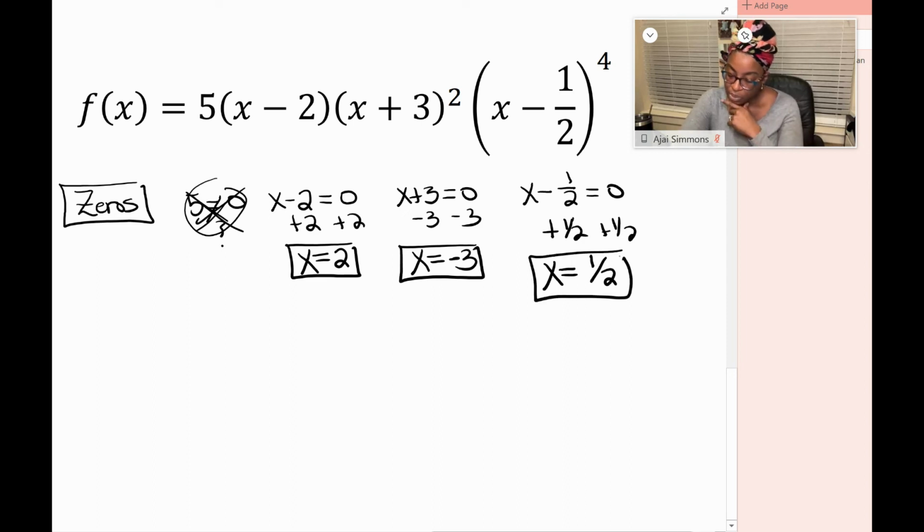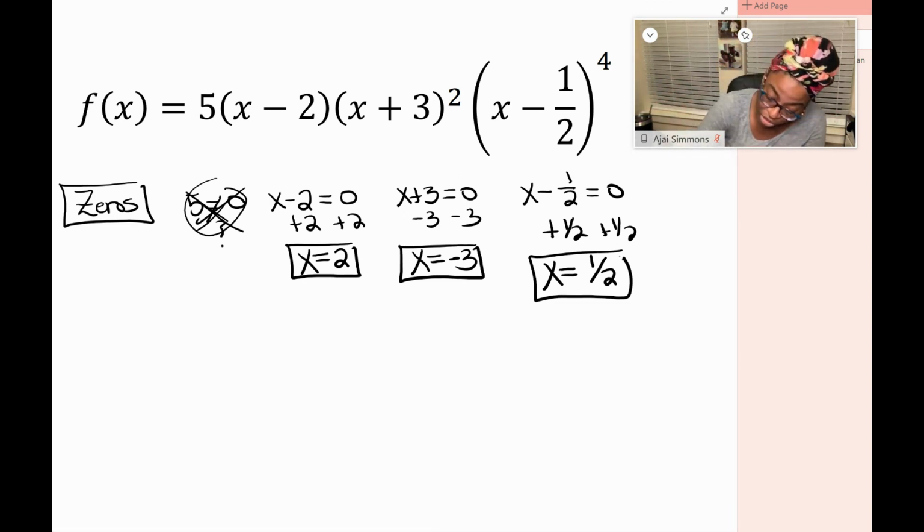Okay? And remember, when you're finding the zeros, you don't even have to worry about the power. You're just looking for the value of x. The x-intercepts are what you're looking for. So here are our zeros, 2, negative 3, and 1/2.